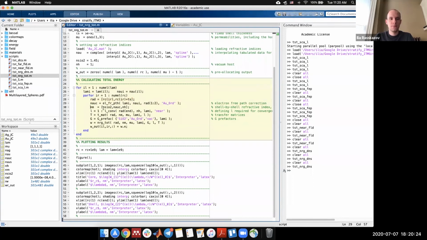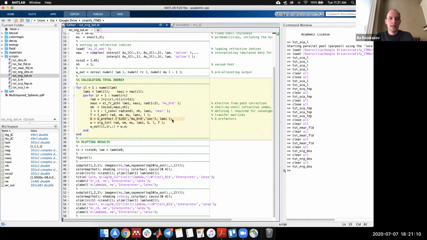Then I set up the shell by shell refractive index: core, gold shell, and the host medium. Again, setting up the angular momentum required for the convergence, calculating T matrices. Great. So, as you may have noticed, in each case, I calculate T matrices and then do some manipulations with them, like I said in the lecture. So it's a really important part. You just get the transfer matrix, and from this transfer matrix, you can get anything you want, as long as you know the appropriate equation.